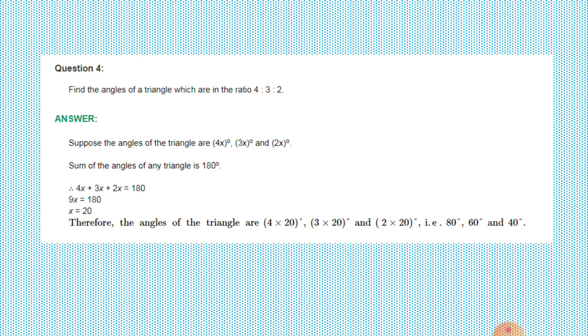Therefore, the angles of the triangle are 4 into 20. Substitute x equal to 20 degrees. 4 into x, 4 into 20 equal to 80 degrees. 3 into 20 equal to 60 degrees. 2 into 20 equal to 40 degrees. So adding the angles, the sum of the angles of the triangle is 180 degrees. Do you understand?